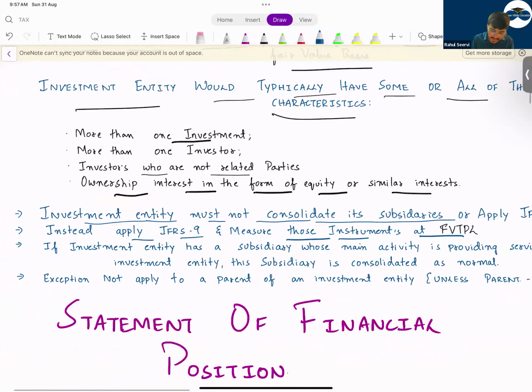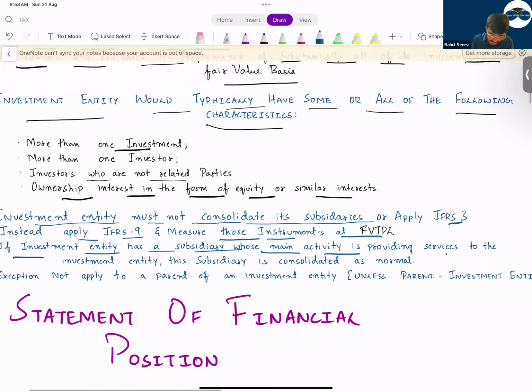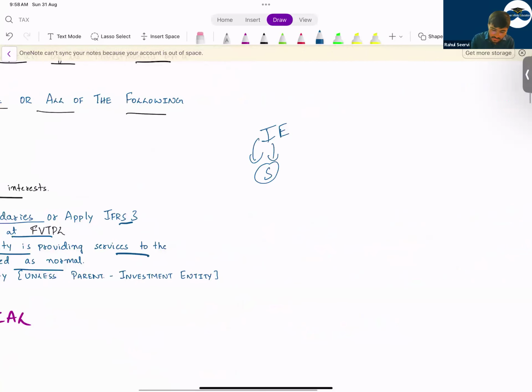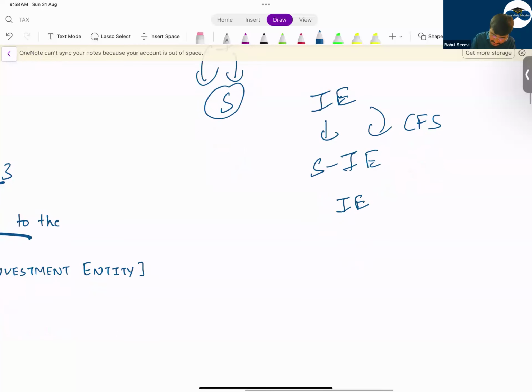If an investment entity has a subsidiary whose main business activity is providing services to the investment entity, the subsidiary is consolidated as normal. So, if this is an investment entity and my subsidiary is also an investment entity, then there is no need to prepare a consolidated financial statement. But if I say the subsidiary which I have is providing services to this investment entity, then consolidation is required. Understand?